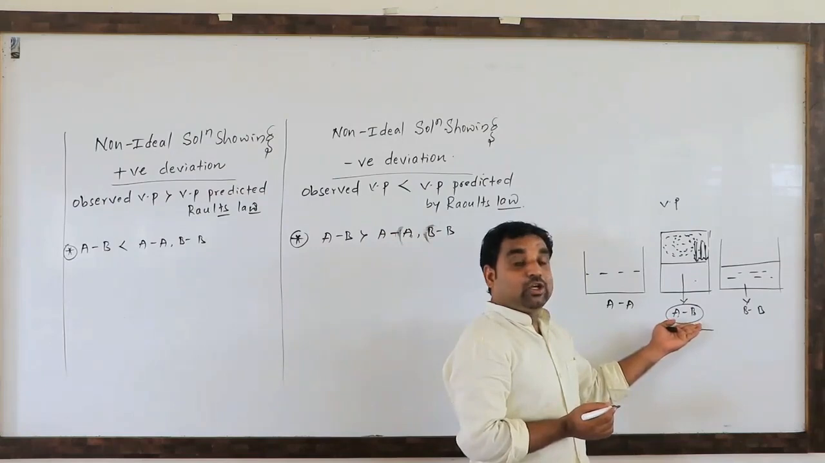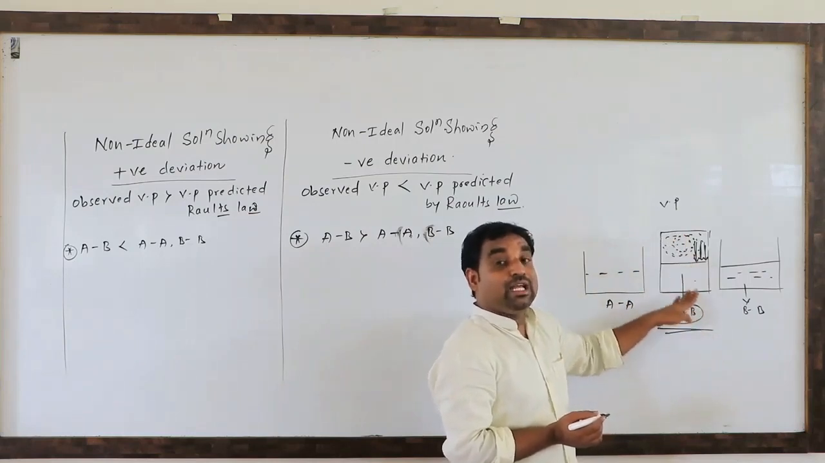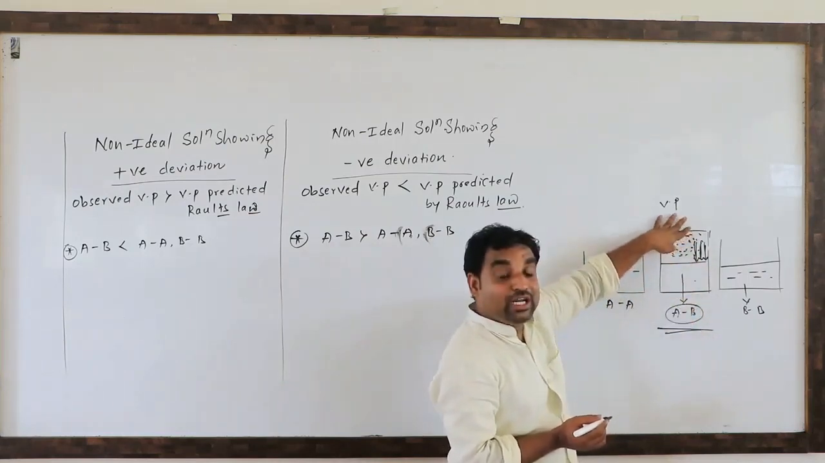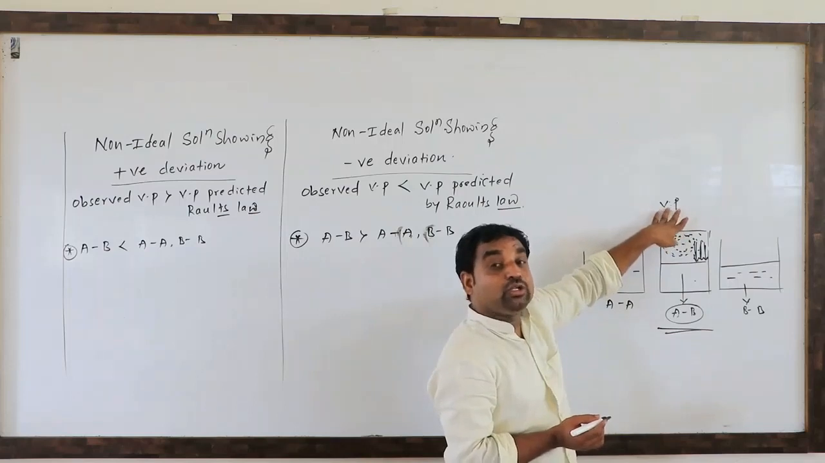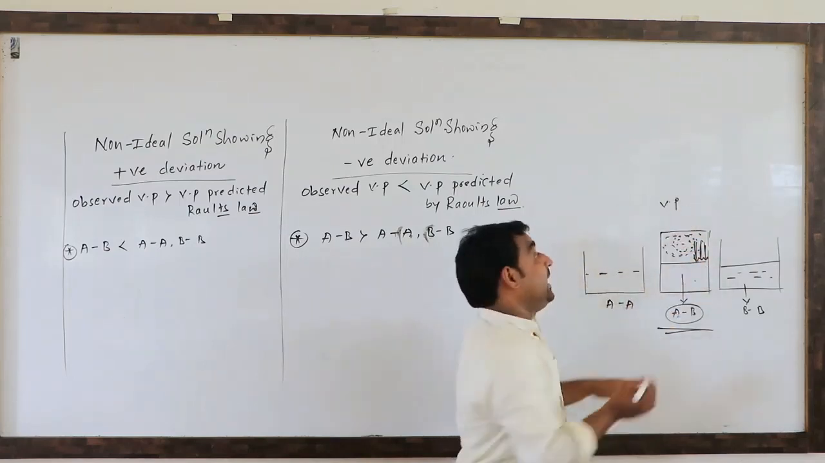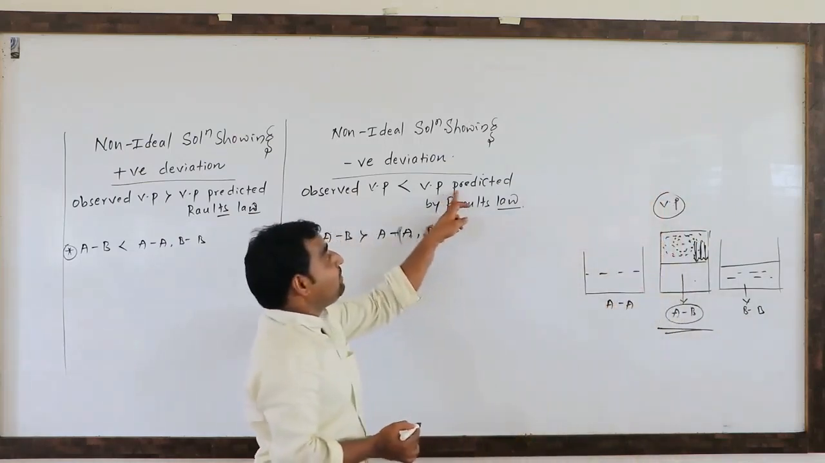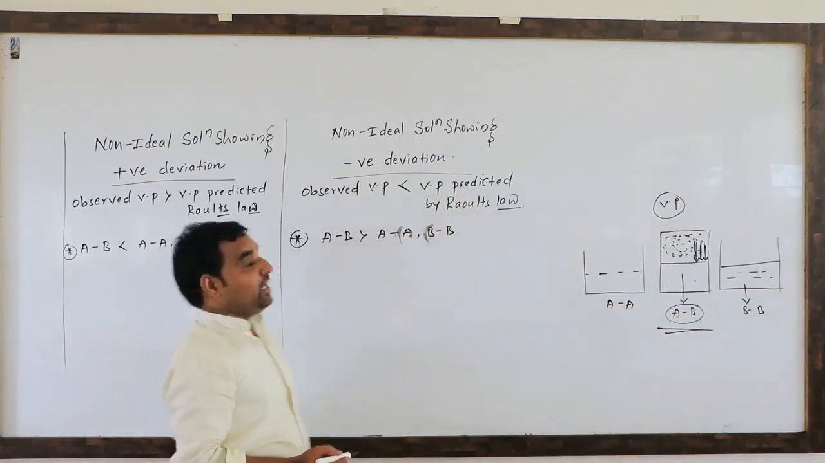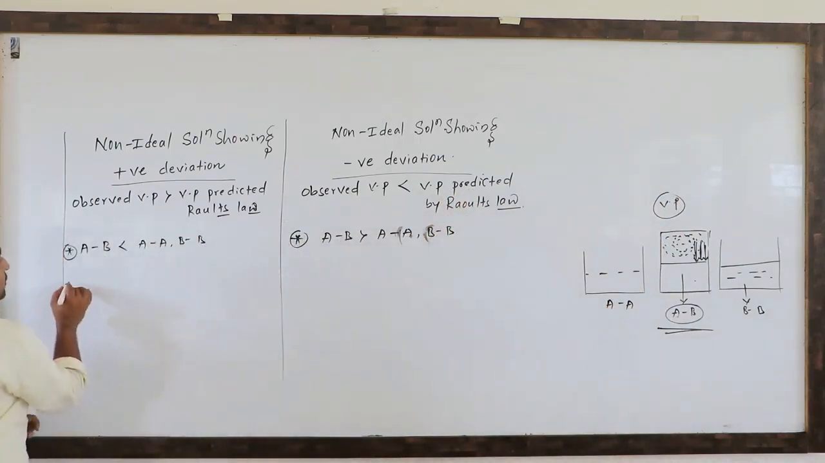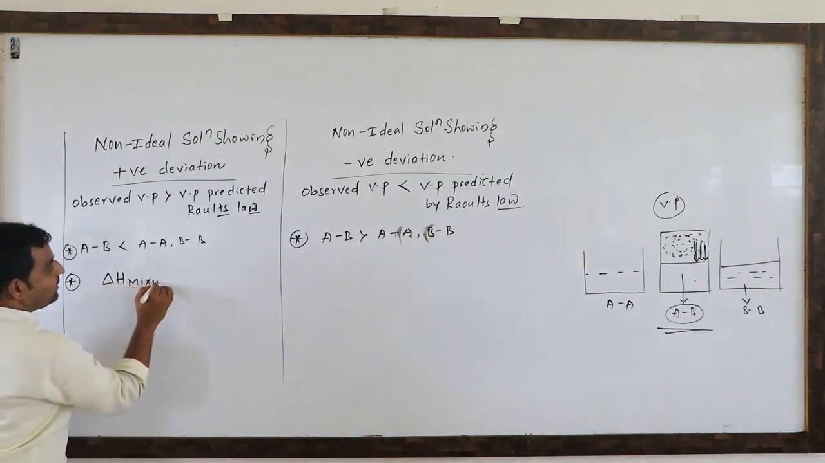If the AB interactions are stronger, the tendency to escape from the liquid phase to the vapor phase is less. It means fewer vapor molecules are collected over the solution, and those fewer vapor molecules will exert less pressure on the solution. Hence, we expect a lower vapor pressure than predicted by Raoult's law. And a non-ideal solution showing negative deviation has a change in enthalpy after mixing.